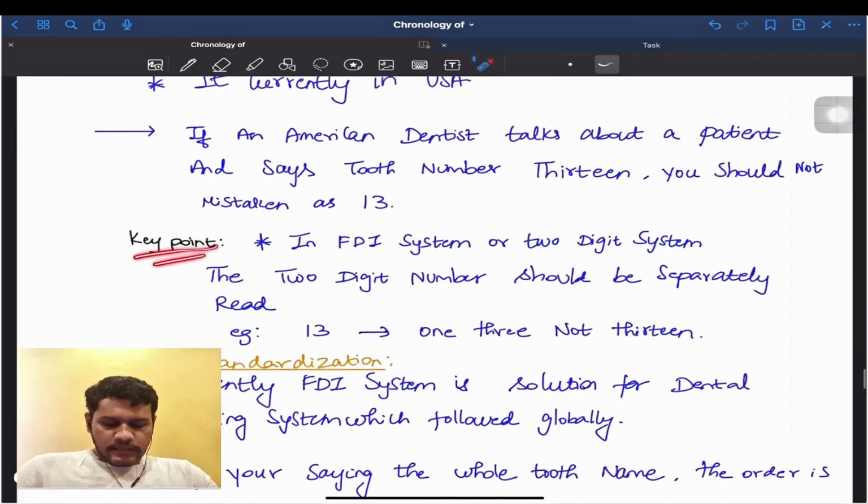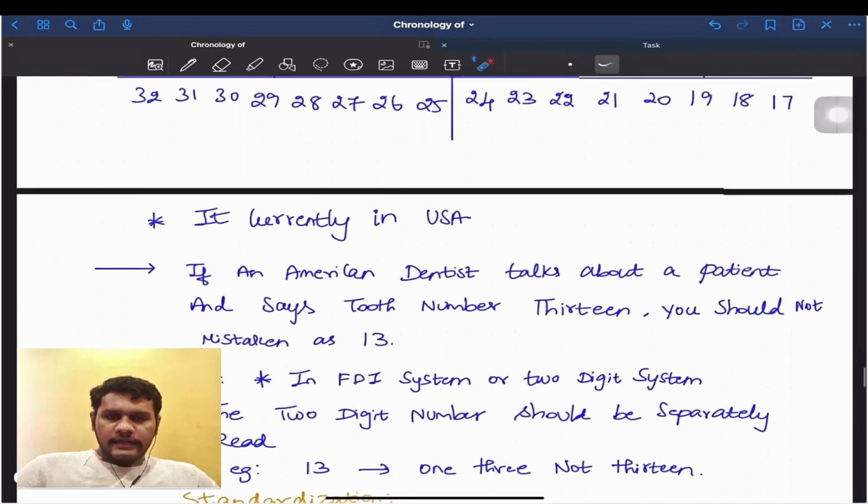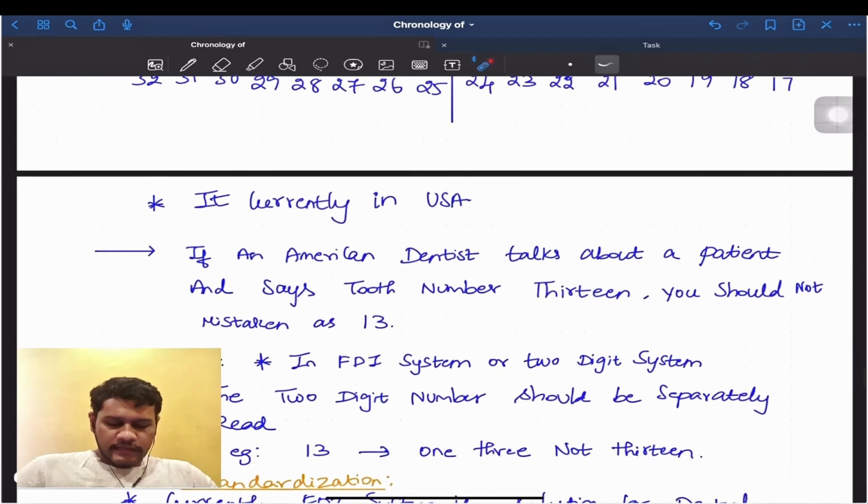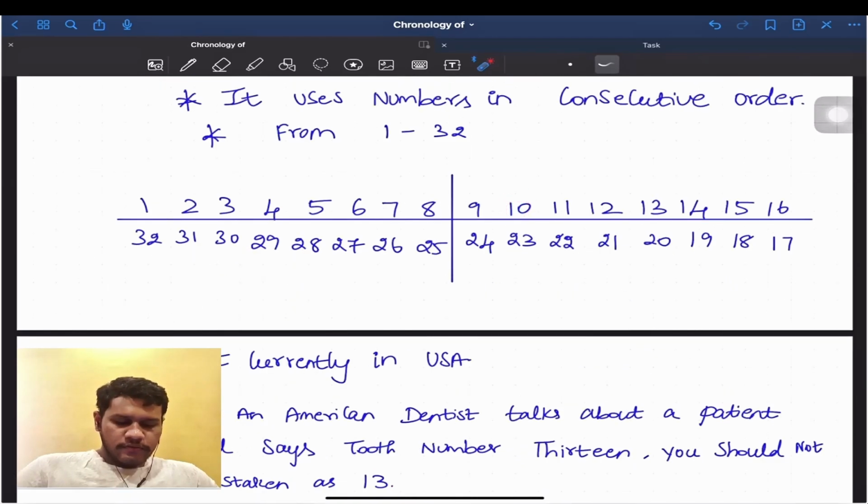The key point is that in the FDI system, a two-digit system, the two digits should be pronounced separately. For example, if you want to say 13, saying thirteen is wrong. You have to say one-three, not thirteen. This is for the FDI system. But in the universal system, you have to say the number itself. For example, this tooth you have to say as ten, not one-zero. Okay, this is the difference between the universal and the FDI system.